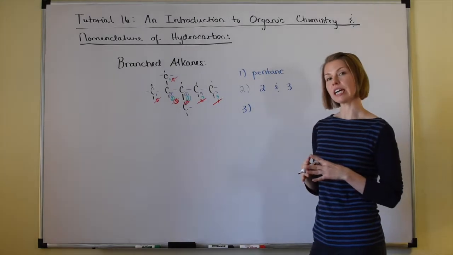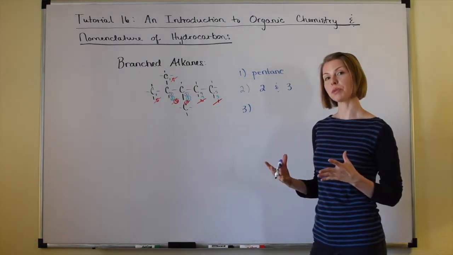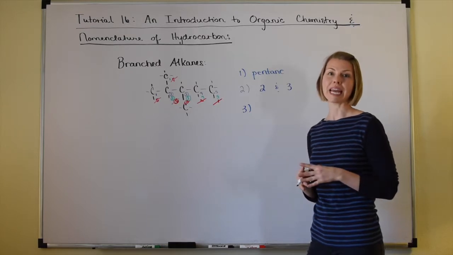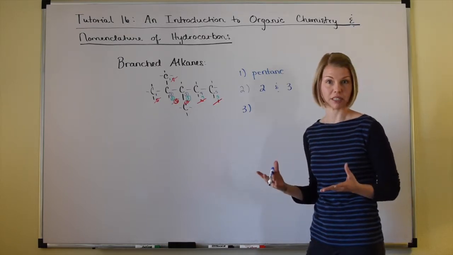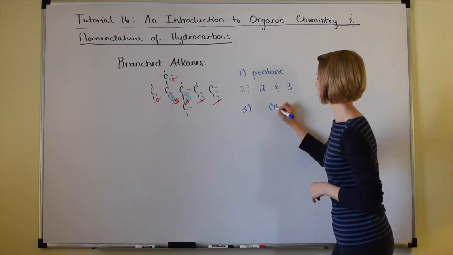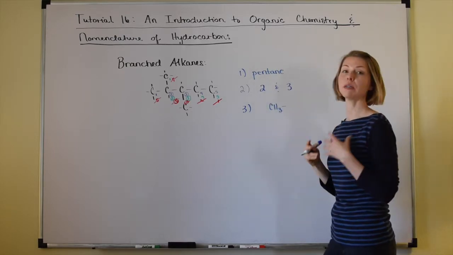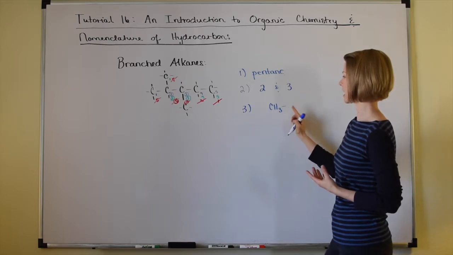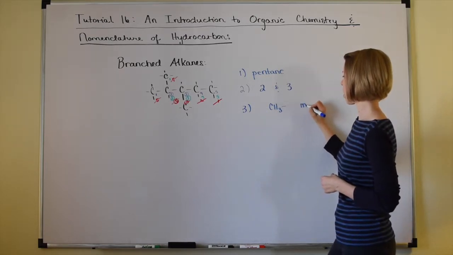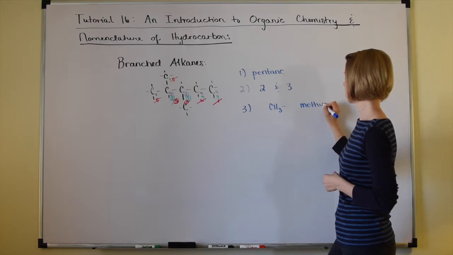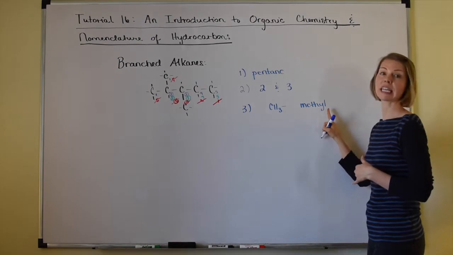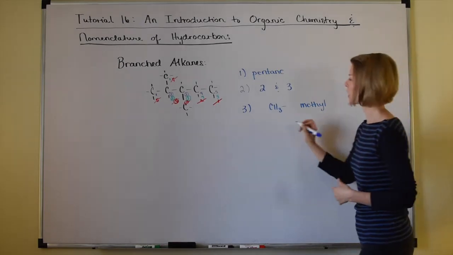So fortunately, the names for your branch groups are the same prefixes that we already learned when naming straight-chained hydrocarbons. So let's just go through those really quick here. If it's a CH3, it's the 1 carbon branch, and this line indicates that it's branched off of some larger molecule, then we call it a methyl. So remember, meth means 1. The YL ending tells you it's a branch group.